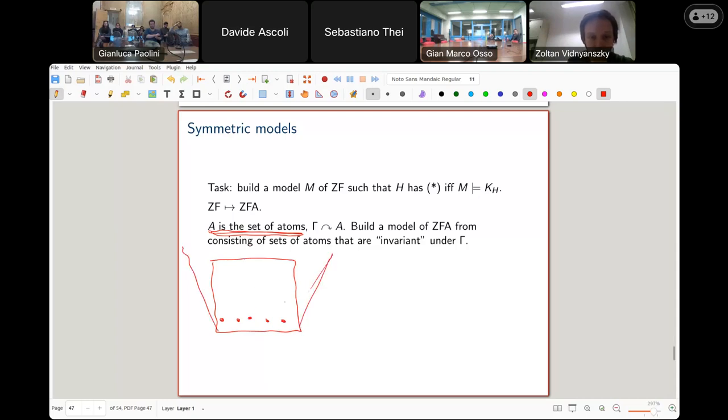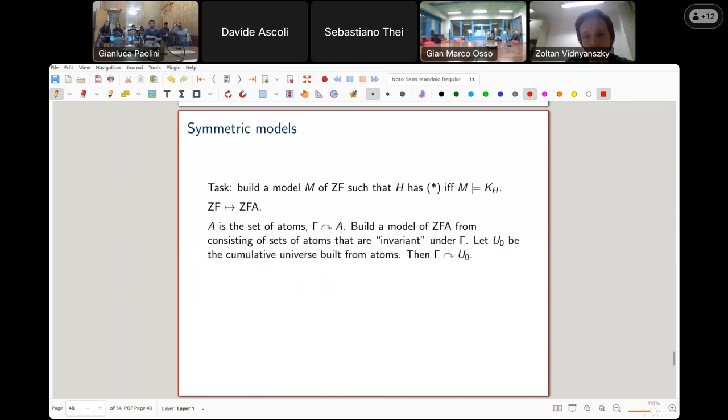Okay, so you build a world, but on top of these atoms. And you don't want to have any subset of atoms in it. You only want to have some symmetric or invariant subsets of those. And what does symmetry here mean? We will fix a group action, and this will have to be invariant under that.